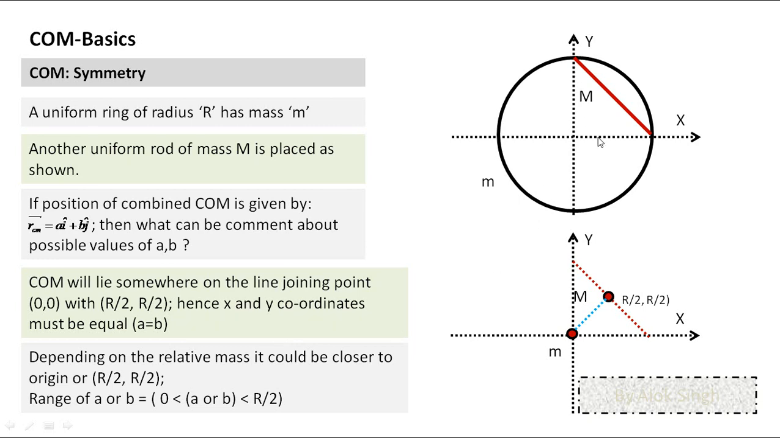Another way to look at this: what is the axis of symmetry? If I draw a line making 45 degrees with the x and y axes, a bisector, this mass arrangement is symmetrical about that line. So the center of mass must lie on that line. That's another way to look at it.